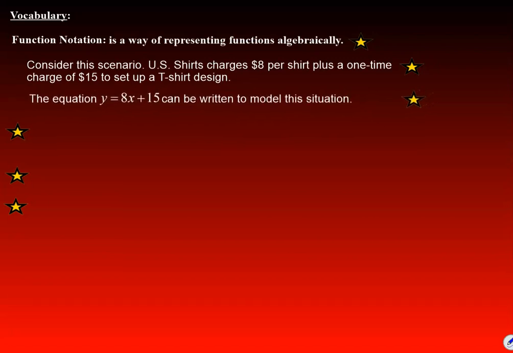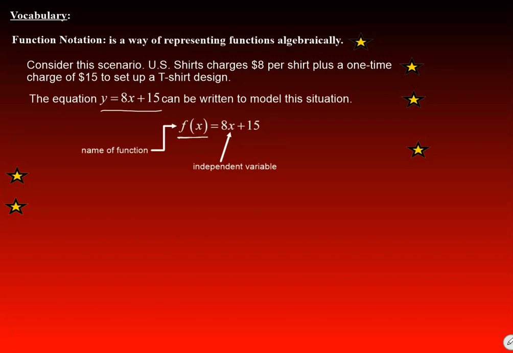The equation y equals 8x plus 15 can be written to model this situation. f of x equals 8x plus 15 is another way of writing out this equation. f of x is the name of the function, and x is the independent variable.